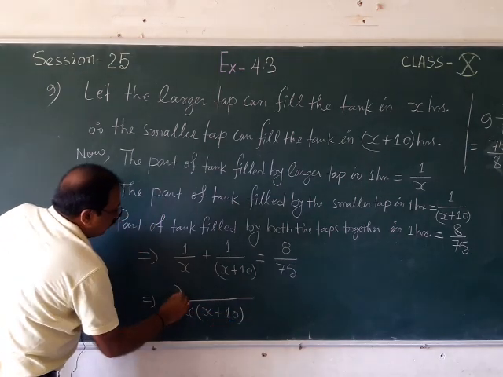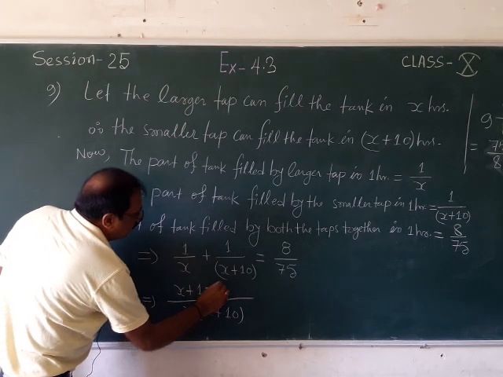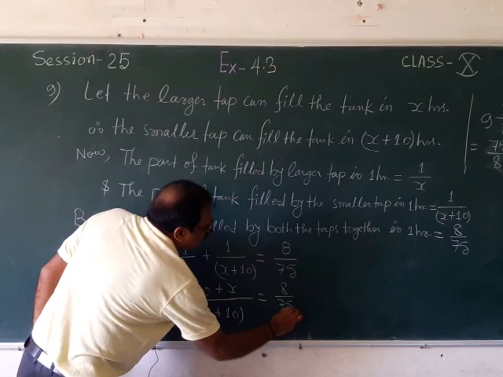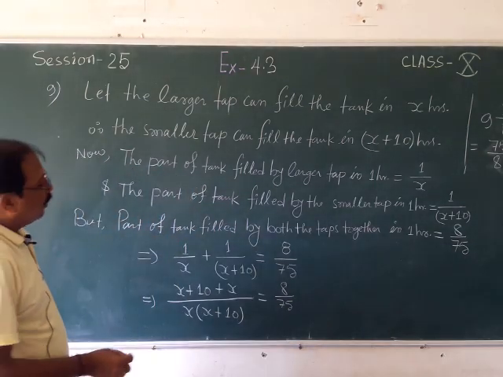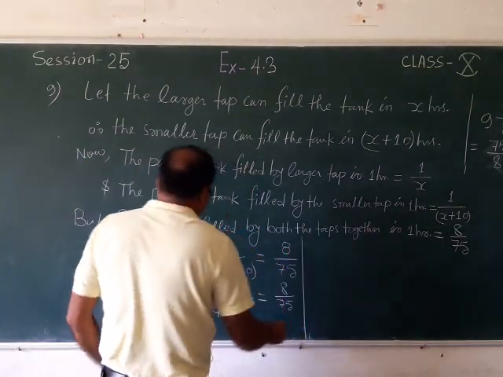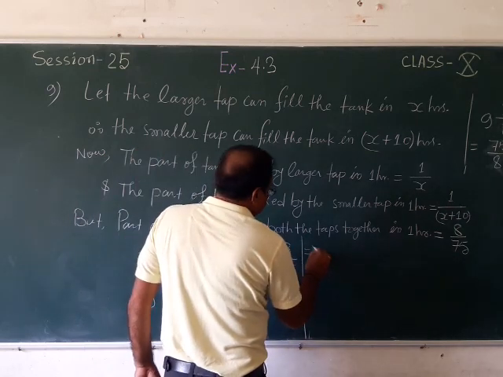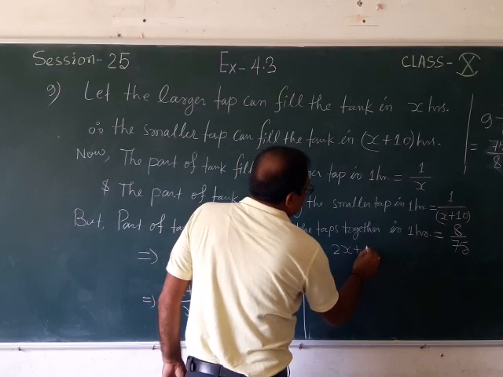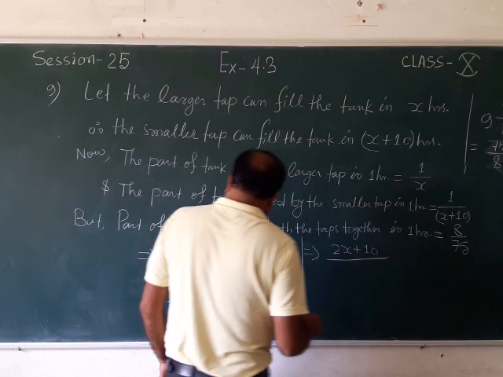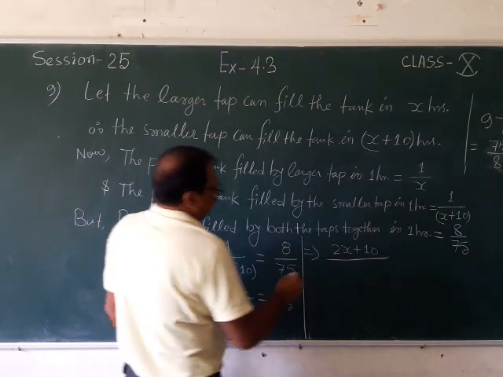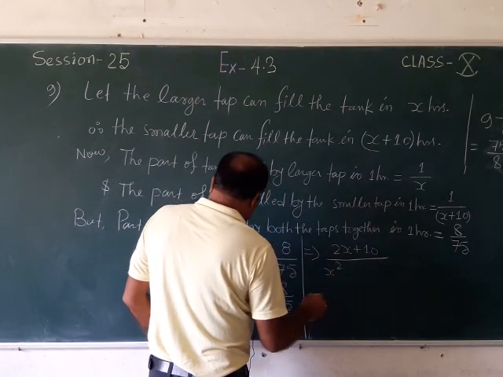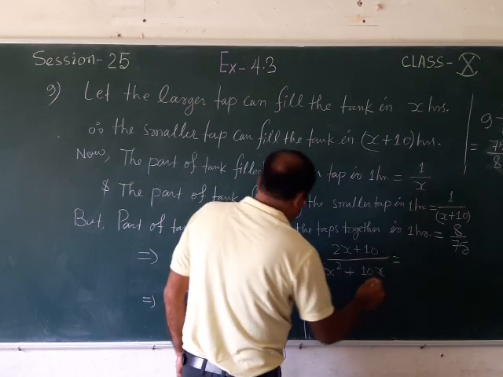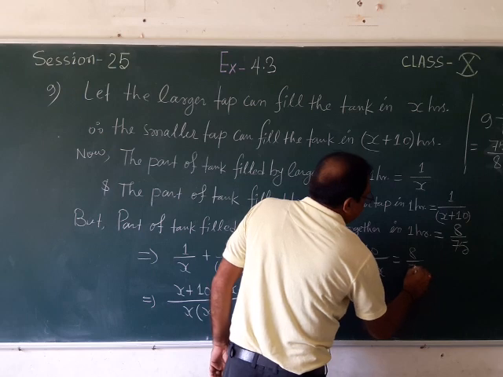So, here it will be x plus 10 plus x, that is equal to 8 upon 75. Further, if you multiply it, at the numerator you are having 2x plus 10, and at the denominator you are having x and x, that is x square, and plus 10x, and that is equal to 8 upon 75.